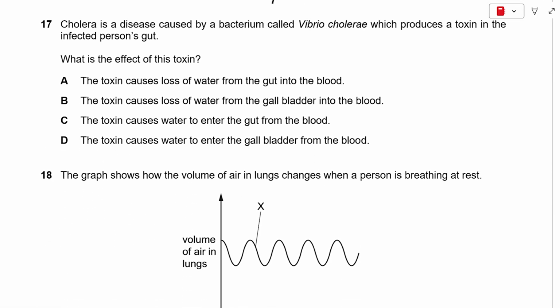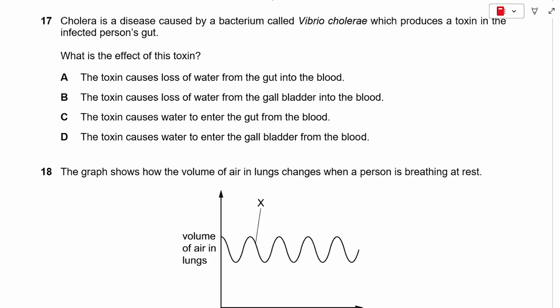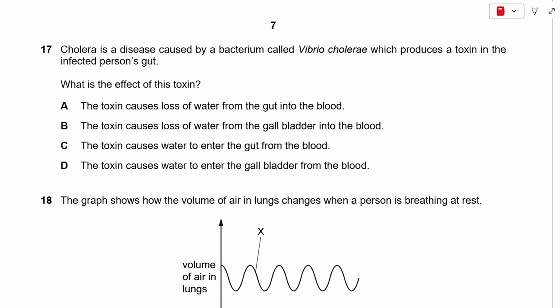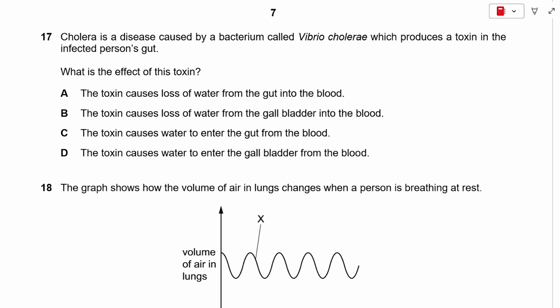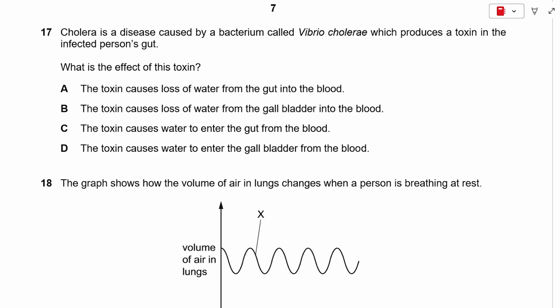Okay, number 17 says cholera is a disease caused by the bacterium Vibrio cholerae, which produces a toxin in an infected person's gut. What is the effect of the toxin? So the toxin lowers the water potential.